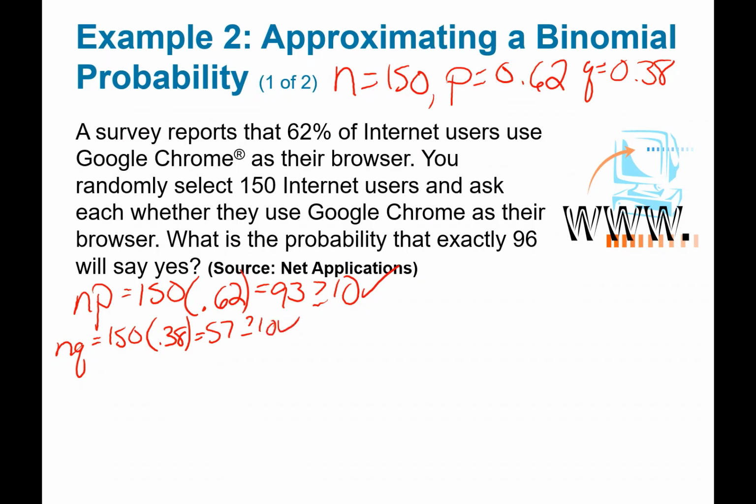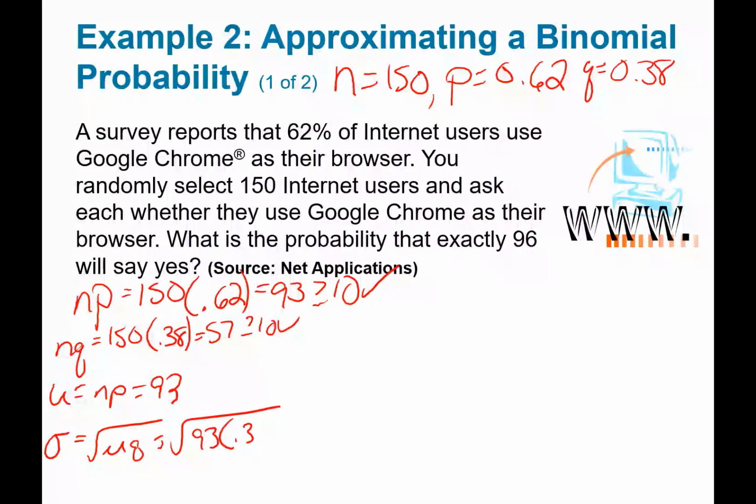Now we need to find our mean and our standard deviation. So mu we know is n times p, so that's 150 times 0.62, which is 93. And then our standard deviation is the square root of n times p times q. So here that's going to be the square root of 93 times 0.38, which is going to be 5.94.